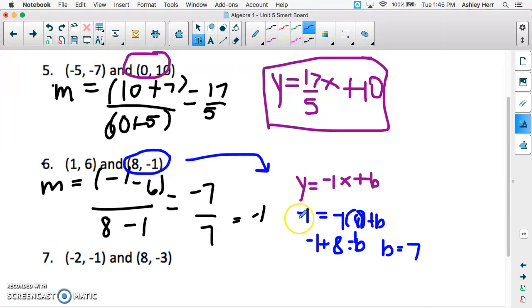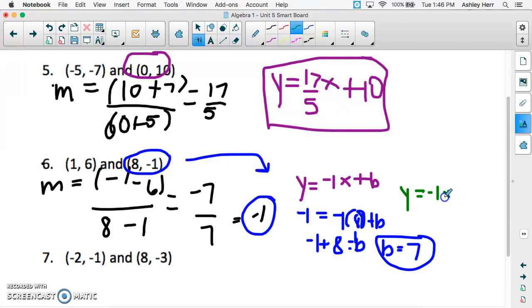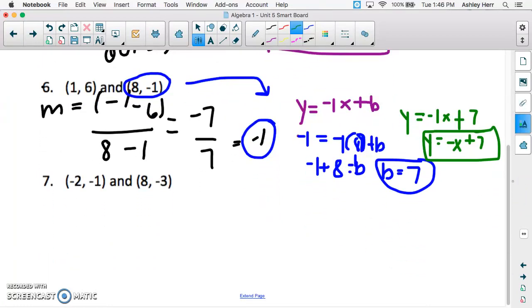So I found my slope and I found my y-intercept. Now I can plug them into my equation and I get y is equal to negative 1x plus 7. Okay, you don't have to write negative 1 here. You can write your answer as y is equal to negative x plus 7, because remember, multiplying by 1 is implied. Okay, pause the video and try to do number 7 on your own.